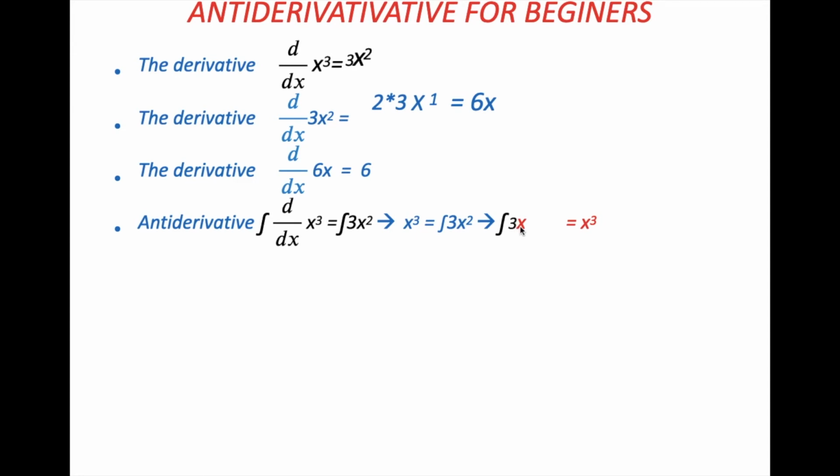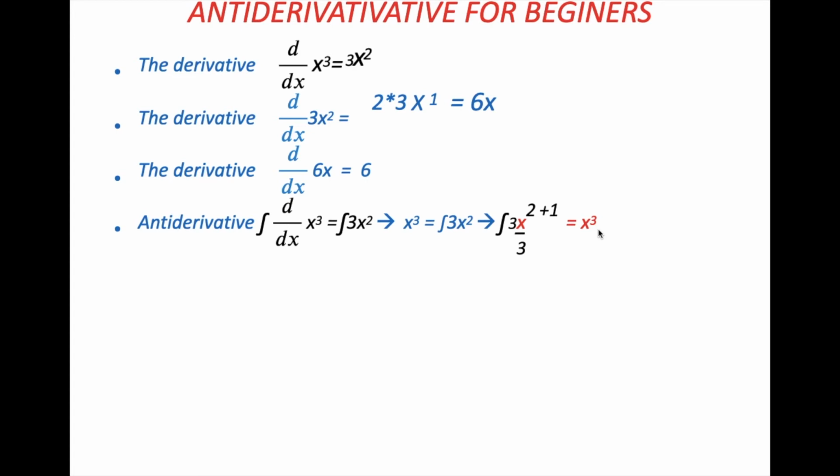So, 3x squared, first, we add 1 to the power. So, 2 plus 1 is 3. And then we divide by the new power. First, we add 1 to the power, so 2 plus 1 is 3. And then we divide by the new power. So 3 will cancel with 3, so x to the power of 2 plus 1 is x cubed.